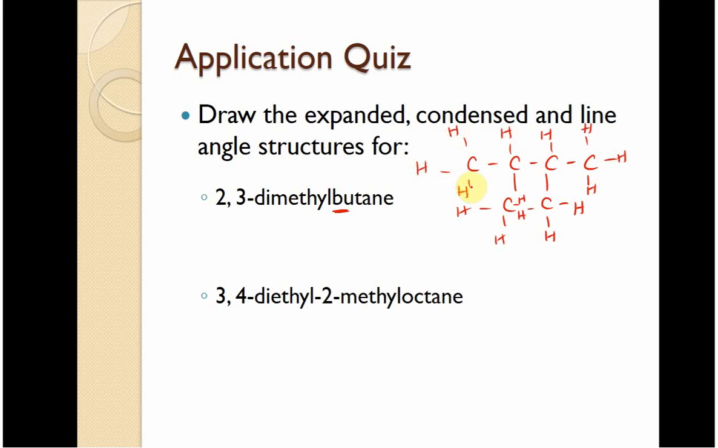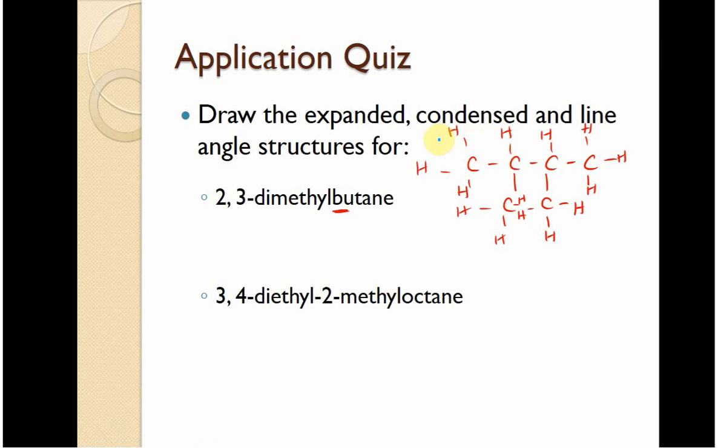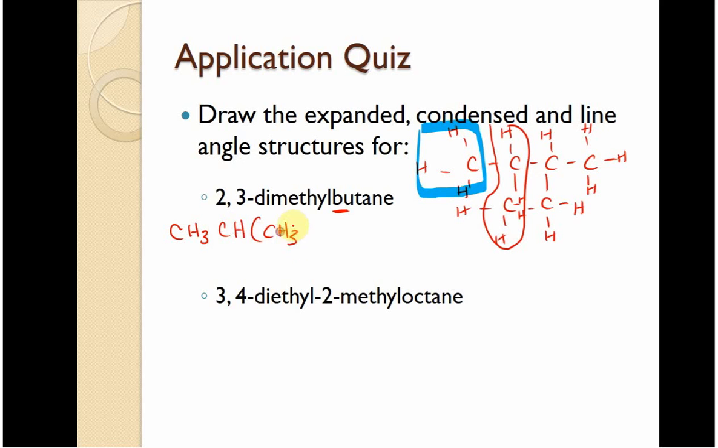Okay. Now the condensed structure. I'm going to use a highlighter. Let's just talk about this carbon first. This carbon is CH3, which is then bonded to this carbon, which is CH with a CH3 group above. So I'm going to use parentheses there. Now this carbon is also bonded to this carbon, which is bonded to a hydrogen and has a CH3 group above. And then that's bonded to a CH3.